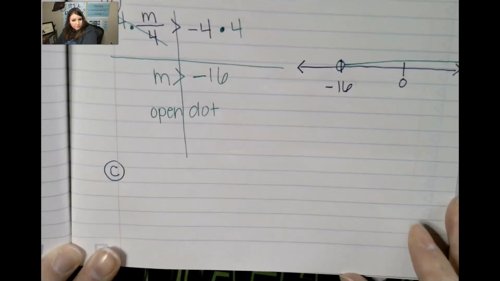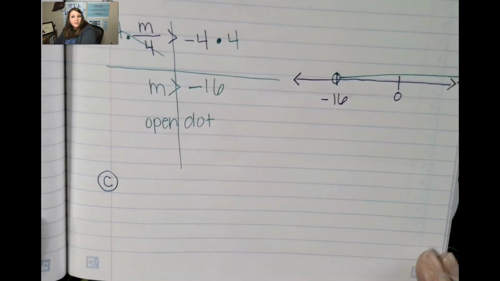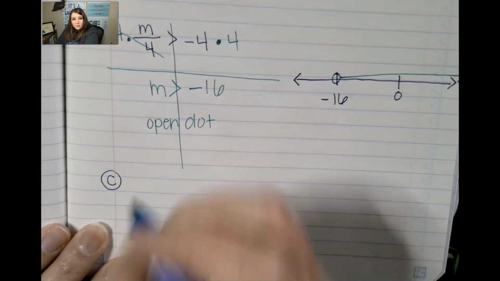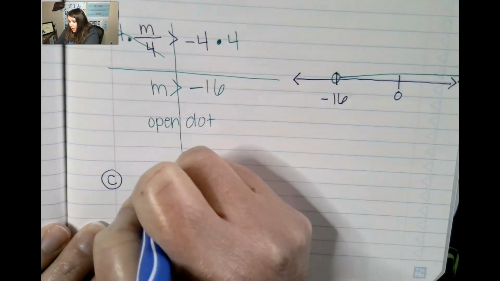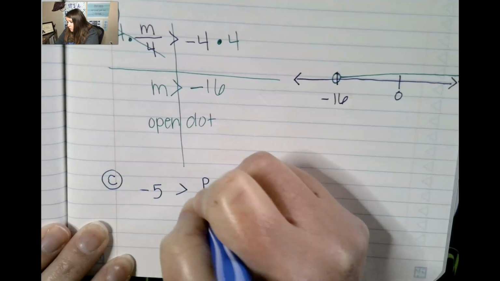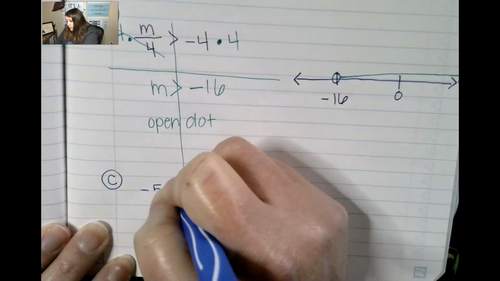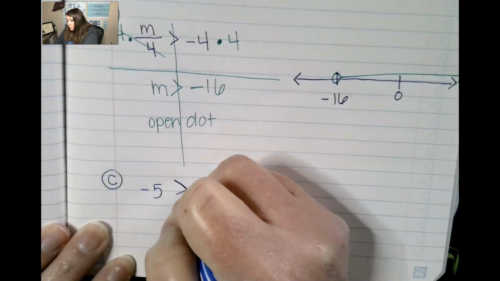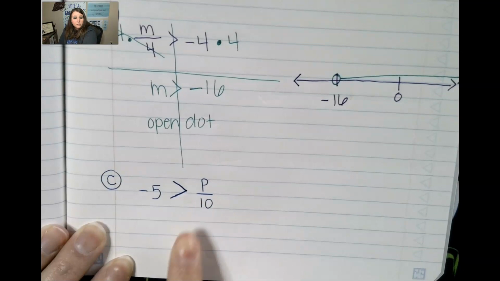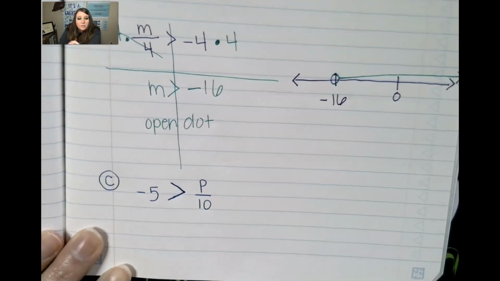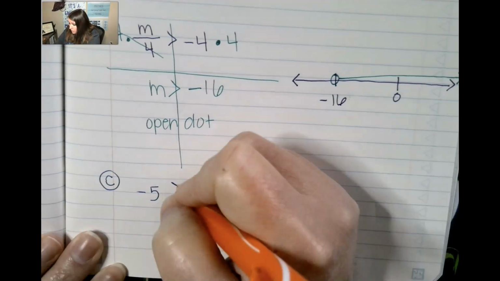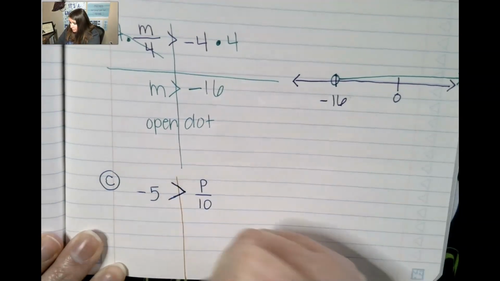All right. Example C is saying that I have -5 greater than P over 10. Okay, so we're going to solve this one just like we did up above, except the letter is not on the left. So we have one extra step that we need to do in order to solve this before we can graph. So I'm going to draw my balance line.